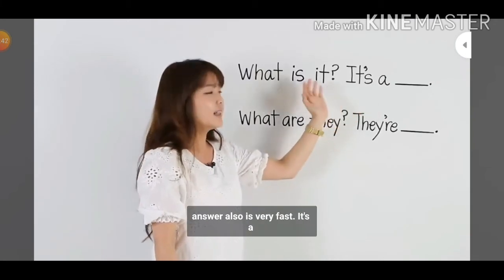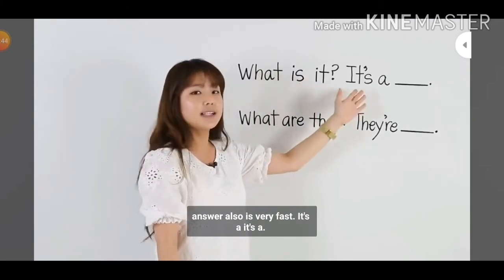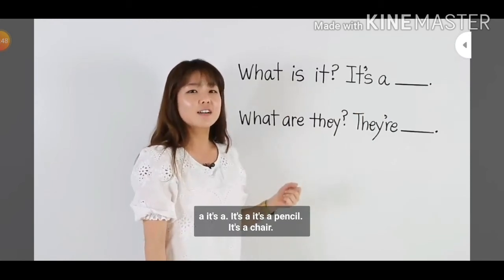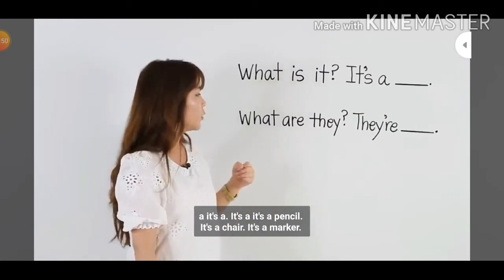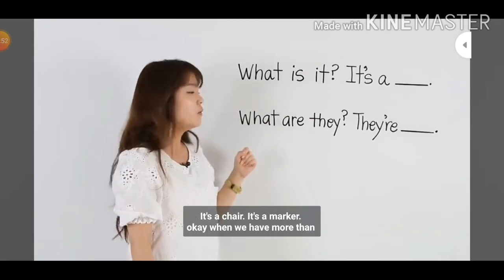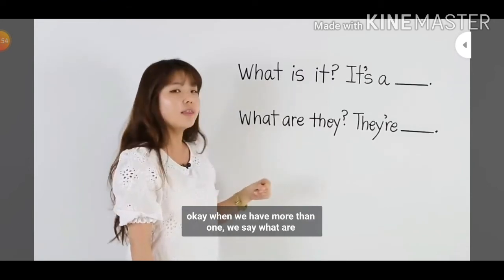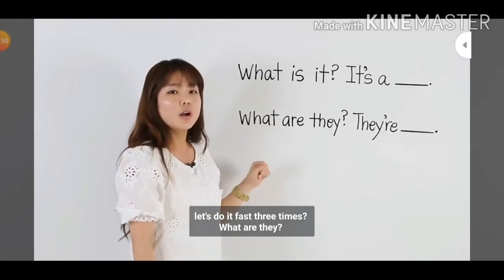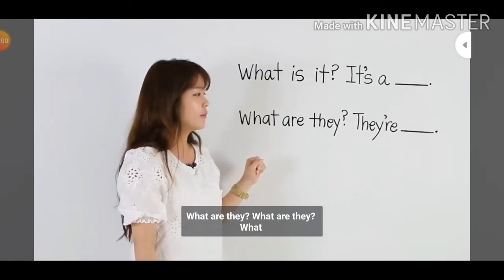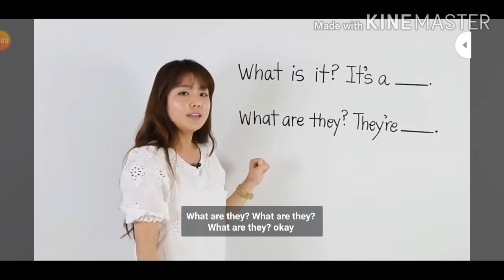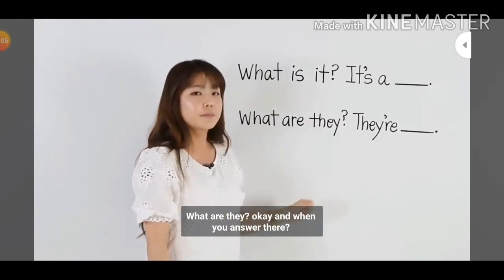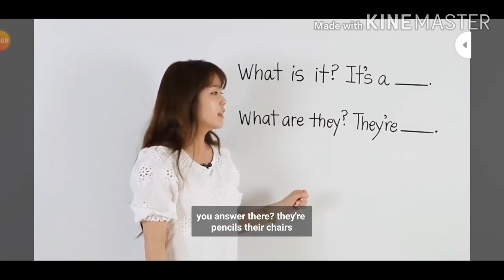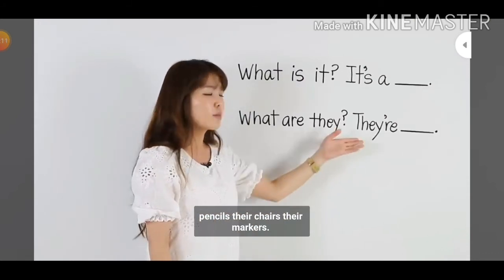It's a. It's a pencil. It's a chair. It's a marker. Okay, when we have more than one, we say, what are they? Let's do it fast 3 times. What are they? Okay, and when you answer, they're pencils, they're chairs, they're markers.